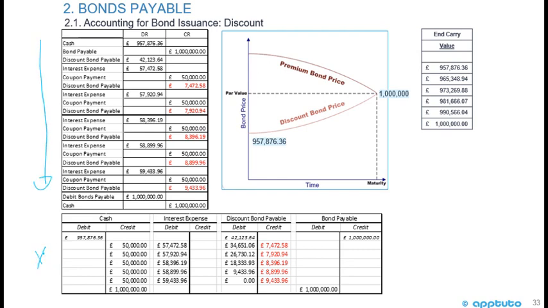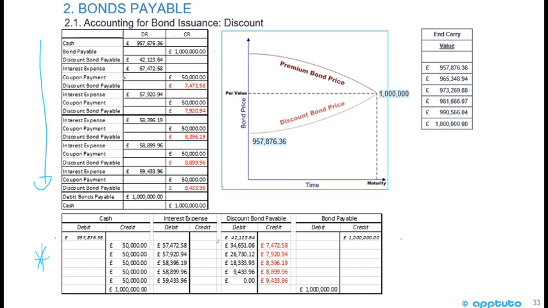So this slide is just showing the T accounts and the journal entries. So again, the journal entries, when I issue the bond, debit cash 957,876.36. I'm going to credit the bond payable. So you can clearly see my debit's got to equal my credits. It's a debit balance to the discount on the bond payable. Here on the T accounts, I can show you there's my debit to cash, there's my credit to my bond payable, and there's my debit to my discount bond payable.